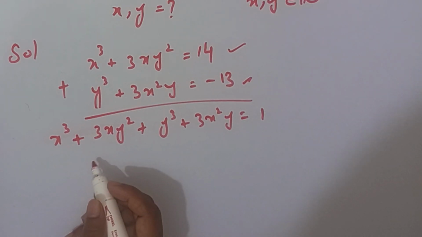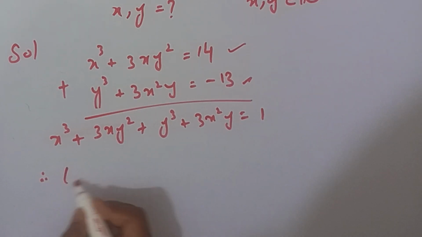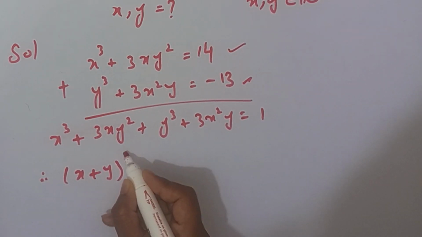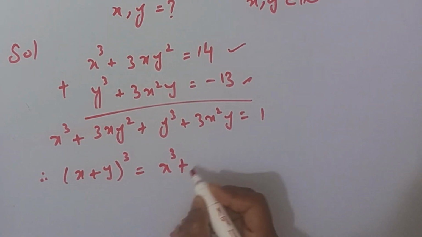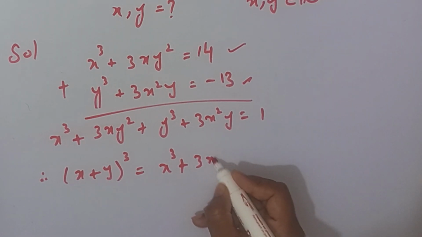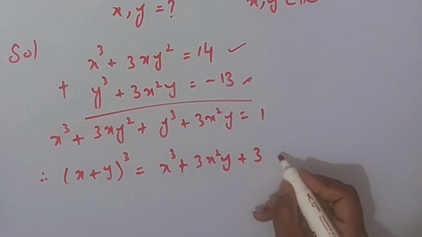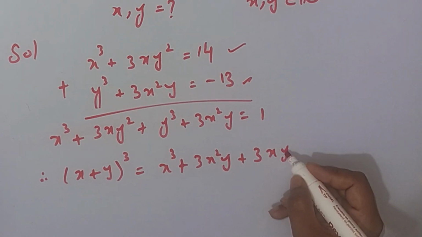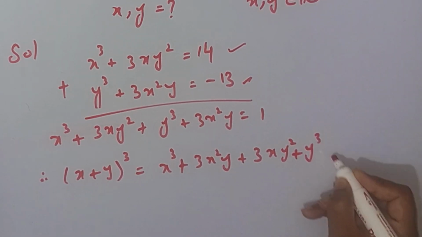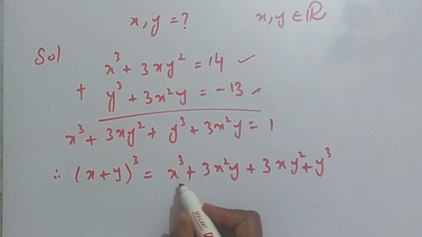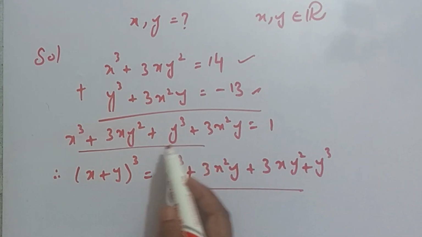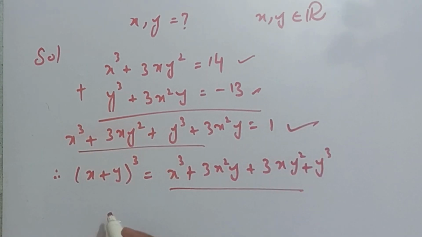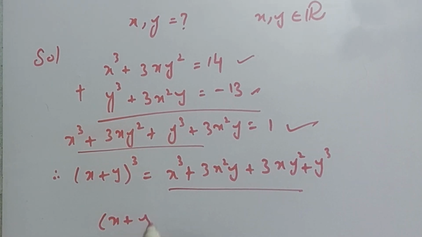Now in the next step, here we recall this identity, which is x plus y whole cube is equal to x cube plus 3 times the product of x square y plus 3 times the product of x y square plus y cube. So according to this identity, this part and this part are the same, so we can write this equation as x plus y whole cube is equal to 1.